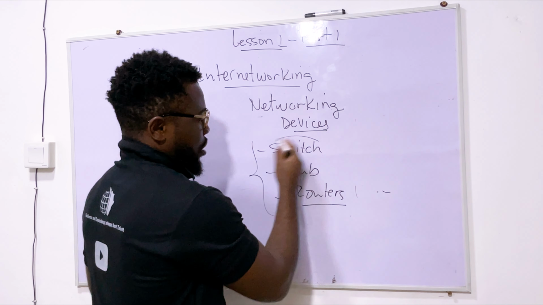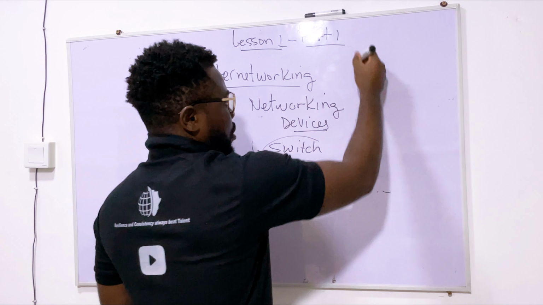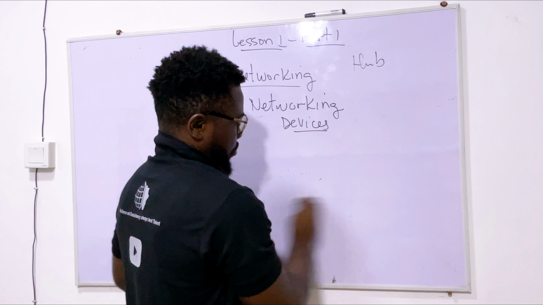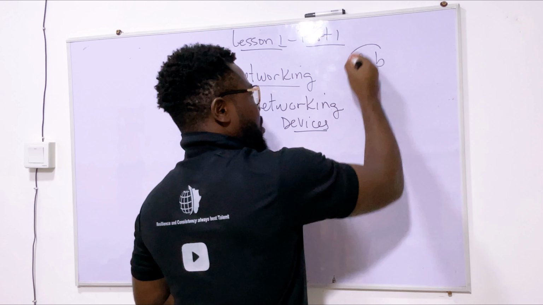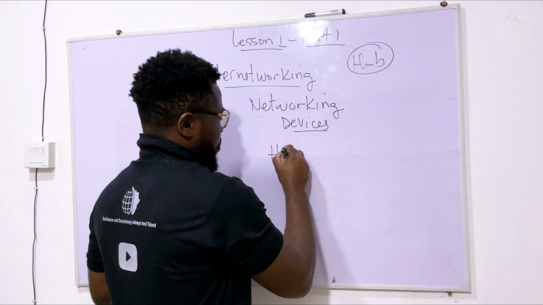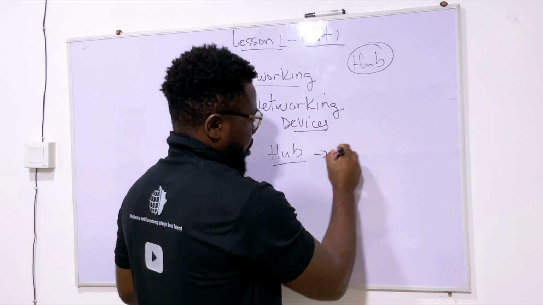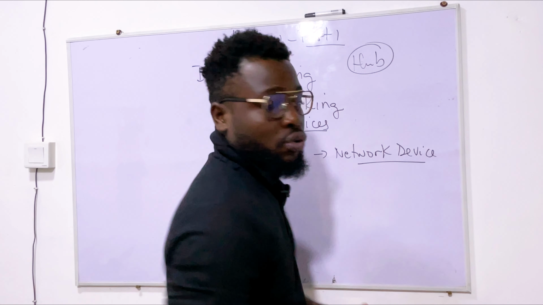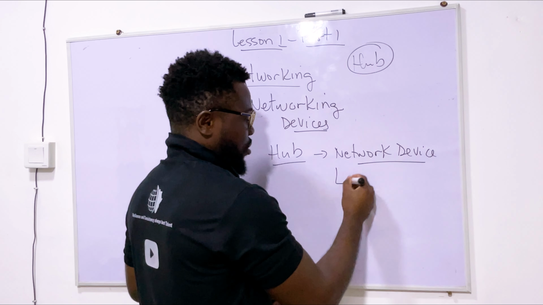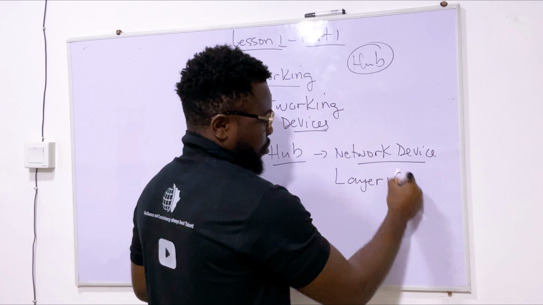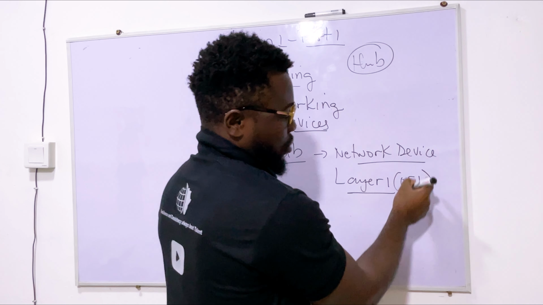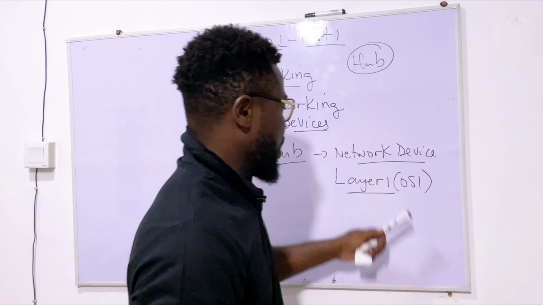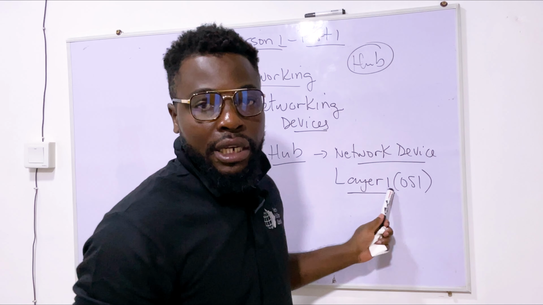So to start with, let's start with the hub. What is a hub? A hub is a network device which operates on layer 1 of the OSI model. We'll get to this one. For those who have no idea about the OSI model, we'll get there, and then you will understand the reason why a hub is in layer 1.